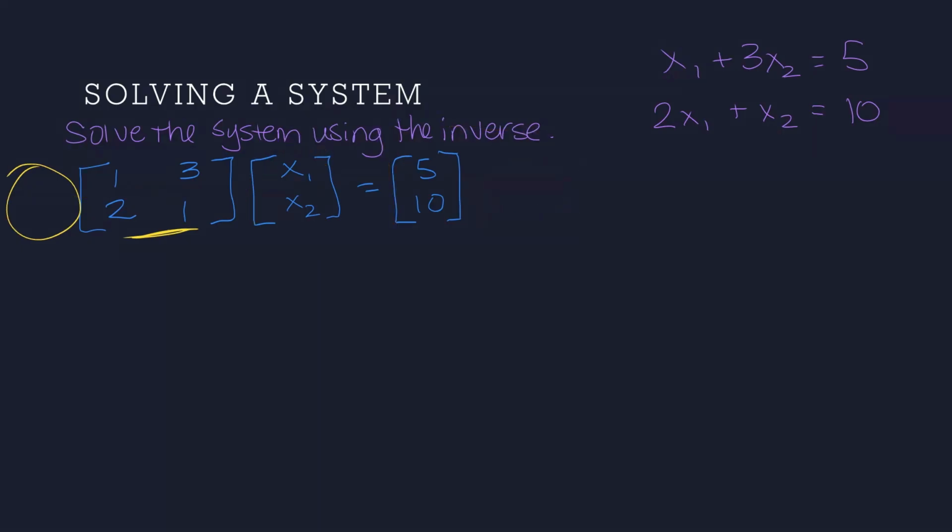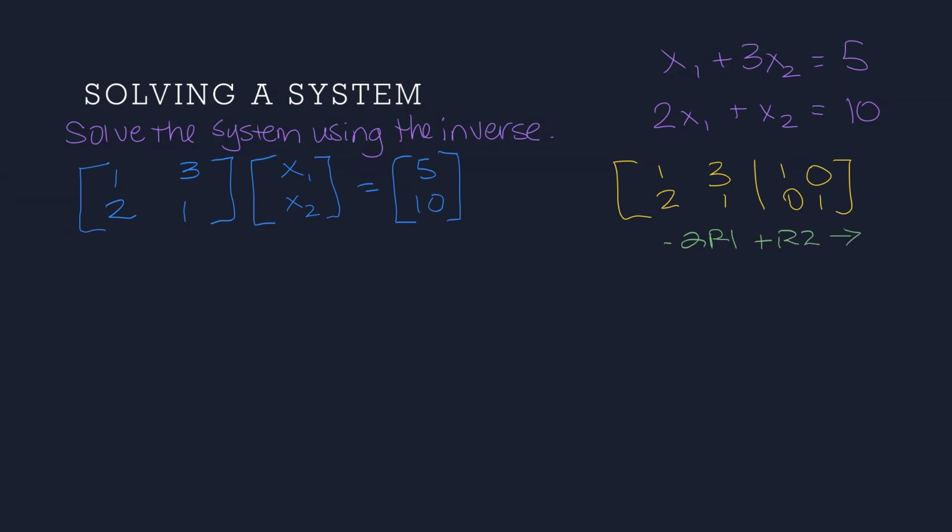So at this point, we don't know the inverse. So the first step is to find the inverse of this matrix. So the same way that we just did, I'm going to augment it with the identity and then try to put the identity over here. So first I'm going to do -2 times row 1, and I'm going to add that to row 2 and make that my new row 2.